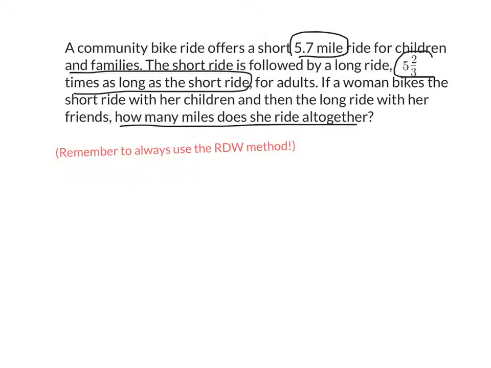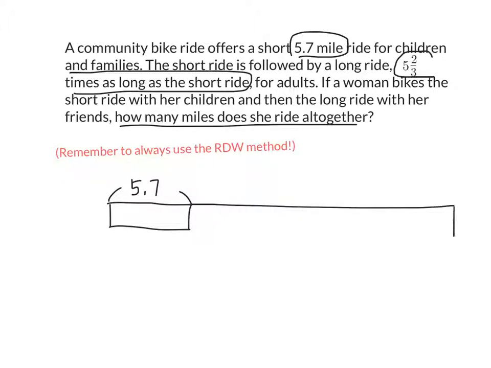Okay, we've done the R part. What does D stand for? Draw. Let's draw a picture. She first rides the short ride. How many miles should I label for the short ride? 5.7. Then she does the long ride. And the long ride is 5 2/3 times as long as the short ride.